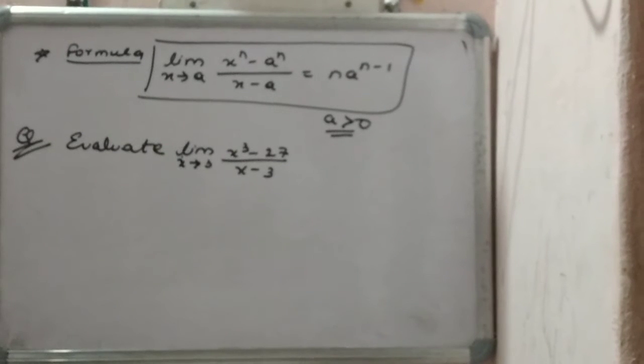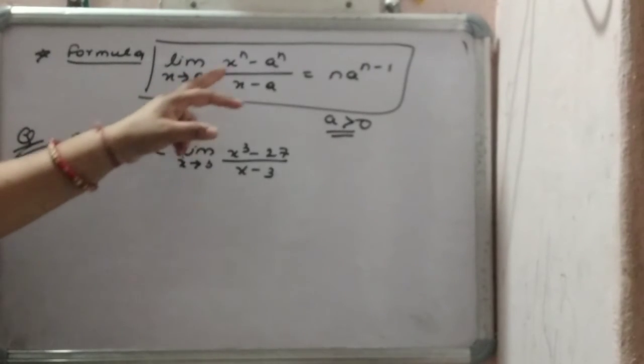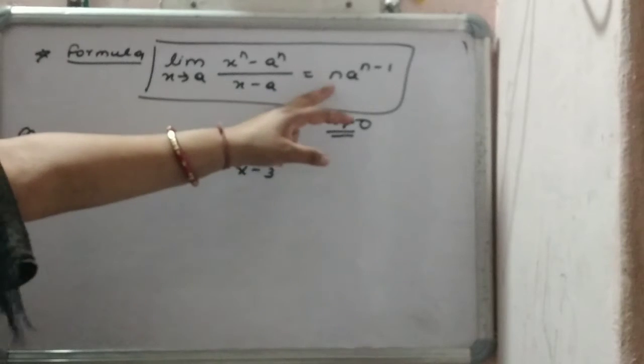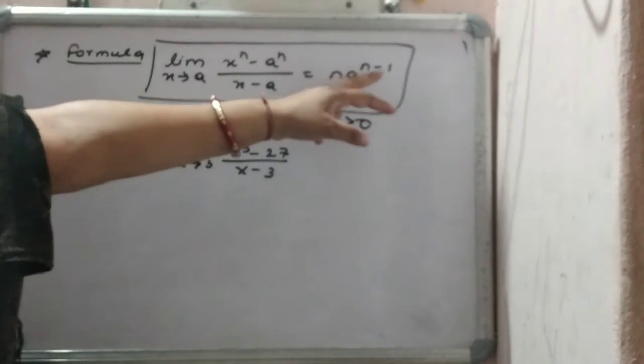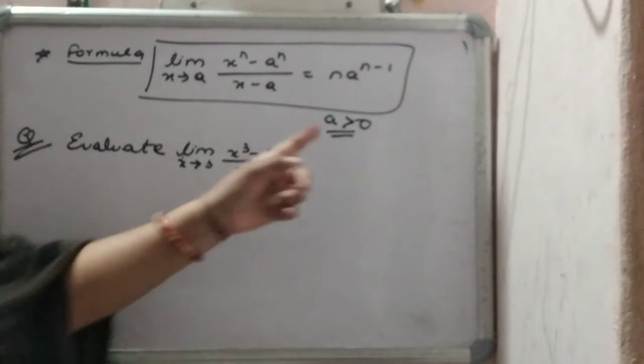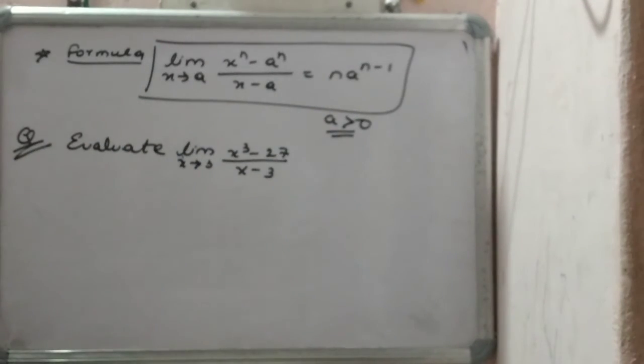See here, children, this is another topic in this chapter. One formula is given there. When the question is in this form, limit x tends to a, (x to the power n minus a to the power n) upon (x minus a), it equals n into a to the power n minus 1. When the question is in this form, you have to directly put the value, and a should always be greater than 0. Okay, so we will do one question here.